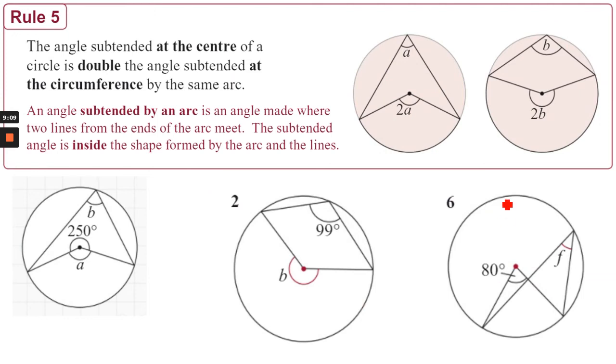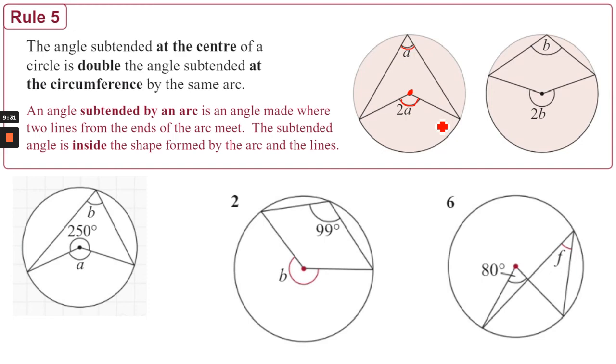The next one. So if you have one that looks like an arrowhead, so you've got your center here, you've got the top angle, and then you've almost got this angle here. This angle is always twice the angle at the circumference. So the angle at the center is twice that at the circumference.